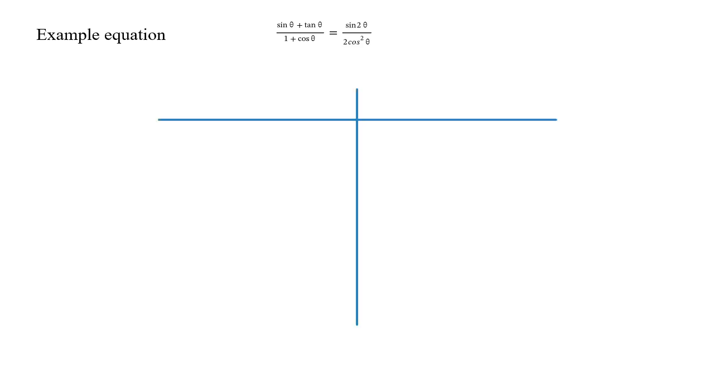Now for the example equation. The example equation I have chosen to show you is sine theta plus tangent theta, divided by 1 plus cosine theta, is equal to sine of twice theta divided by 2 times cosine squared theta. Now I'll start by drawing a table, placing the left side of the equation on the left side of the table and the right side of the equation on the right side of the table. Typically, it's better to start with the more complicated side of the equation, which would be the left side.